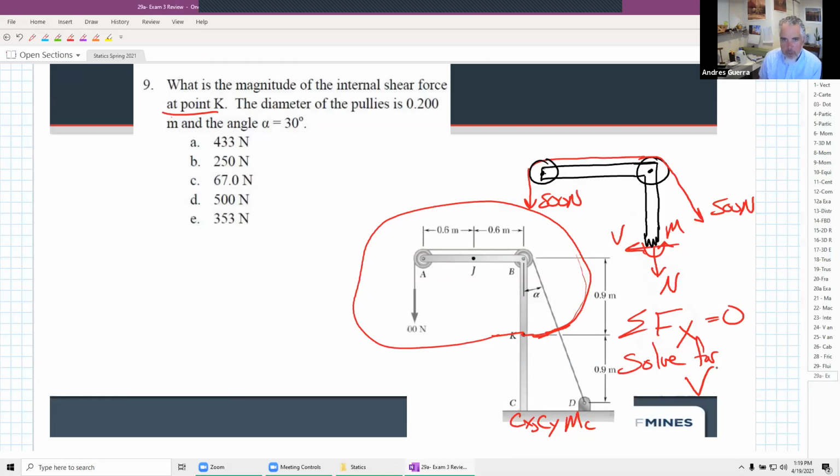We have the angle alpha right here is equal to 30 degrees. And so when we sum forces in the X, we can figure out how much of that 500 Newton, right? It'd be 500 times the sine of 30. And that's actually the only other thing besides V in the sum of the forces in the X direction.